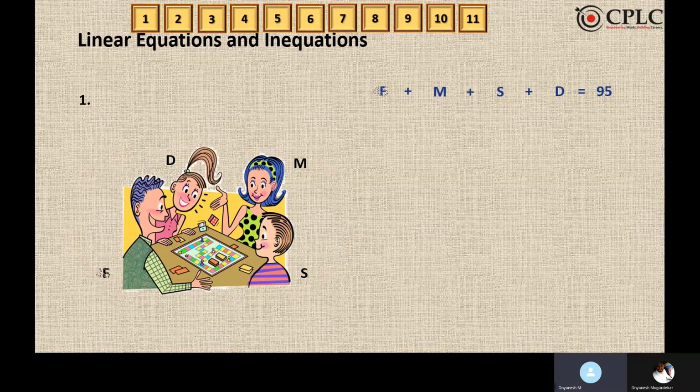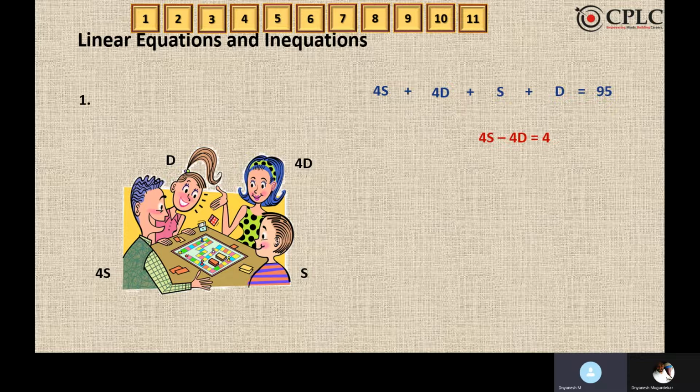Then the second equation is father is 4 times the son. So in place of f, I can replace that with 4s. Then for mother and daughter, there is a relation that the daughter is one fourth of the mother. So mother will be 4 times the daughter. And then we'll have to solve the difference equation. The difference between father and mother is 4 years. So f minus m is 4. In place of f, we'll say 4s, and in place of m, we'll say 4d. So our equation becomes 4s minus 4d is equal to 4.